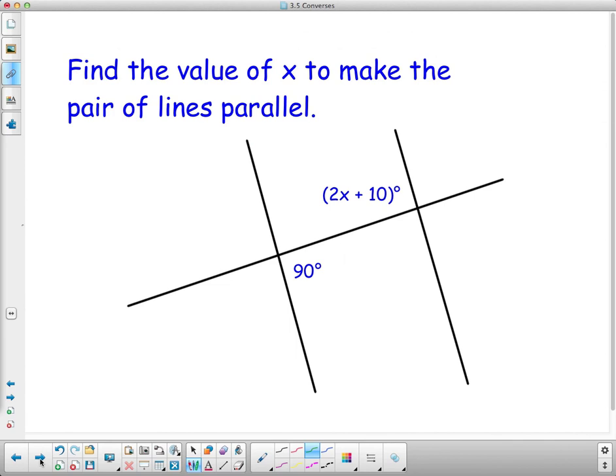Okay, find the value of x to make this pair of lines parallel. Should they be congruent? Should they be supplementary? See what pair they are. How did you set it up? Just guess. Should they be equal? Should they be supplements?